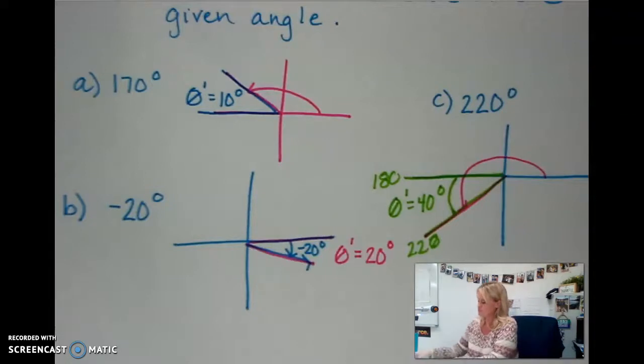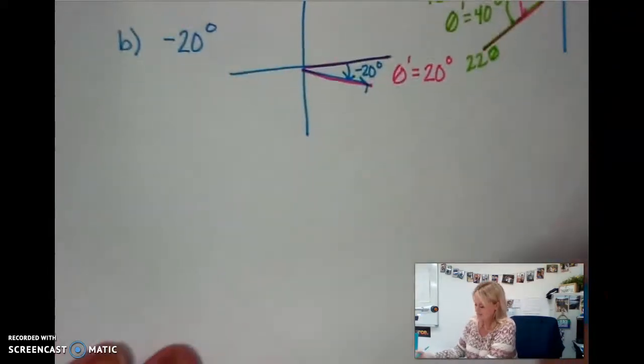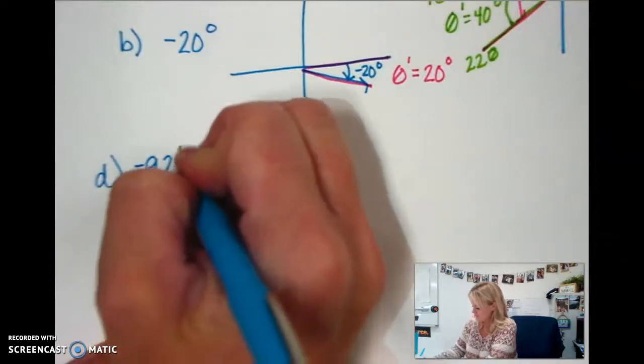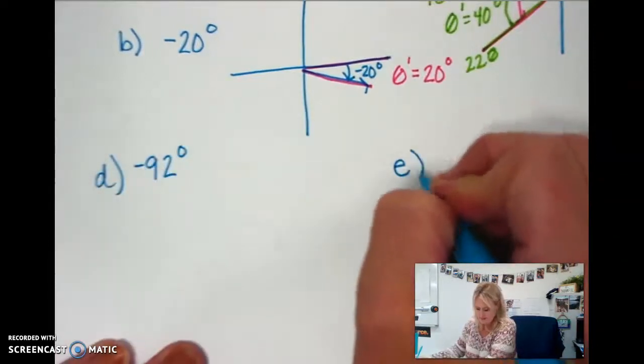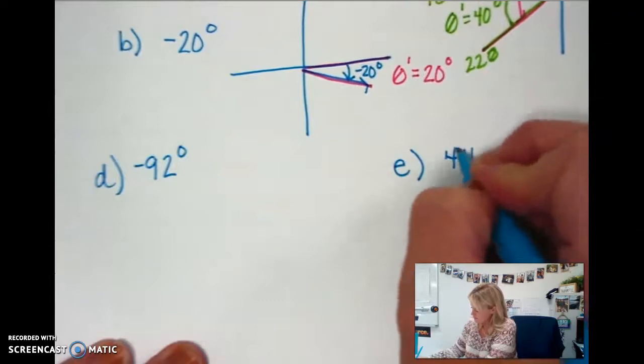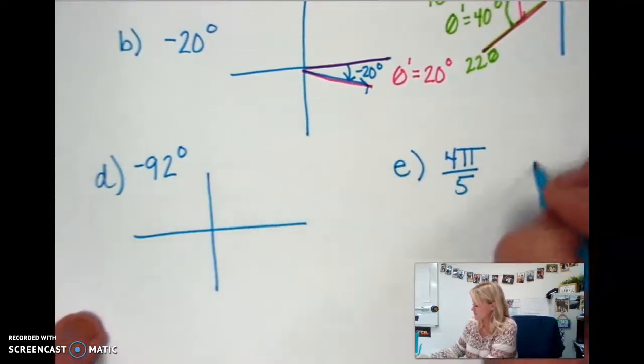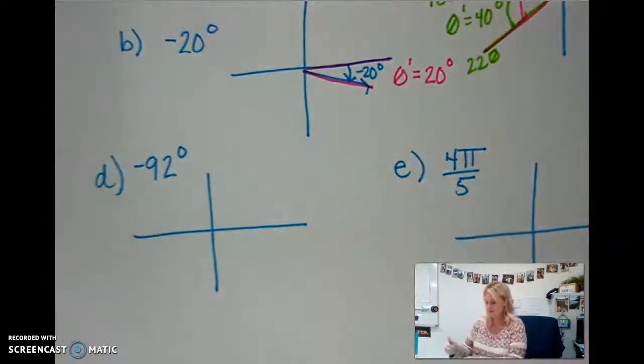All right, let's try negative 92 degrees. And go ahead and try 4 pi over 5. So go ahead and sketch them. Try them on your own. Pause the video if you want to.